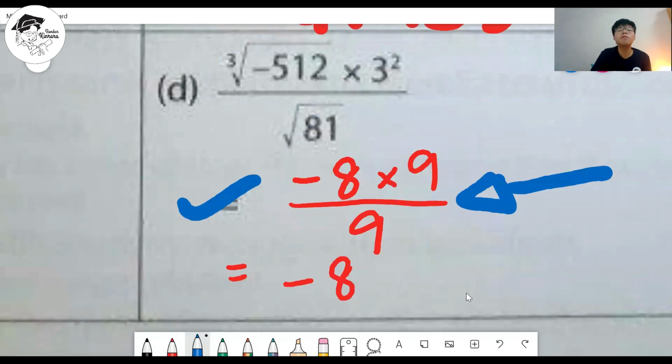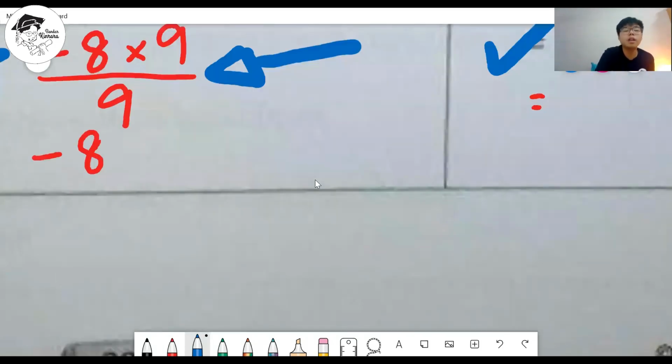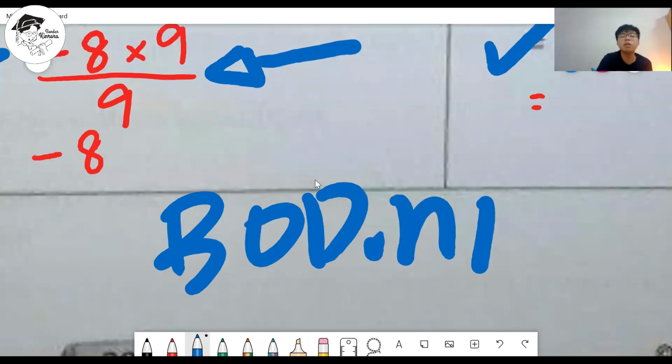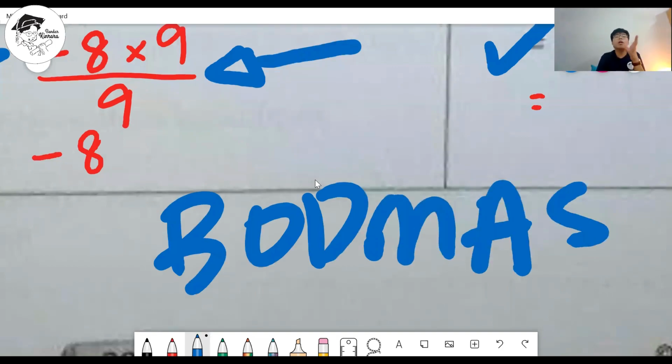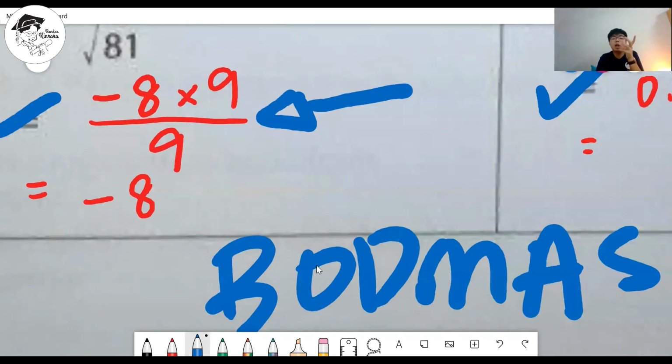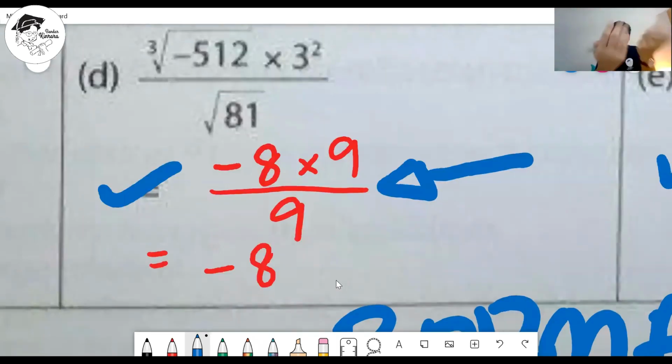Because the working involves the law of what? It involves the law of BODMAS. People who cannot master or understand the law of BODMAS, they will just hantam the whole thing into the calculator, answer -8, they tell you, tada!